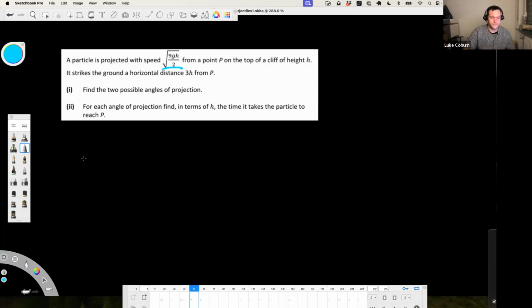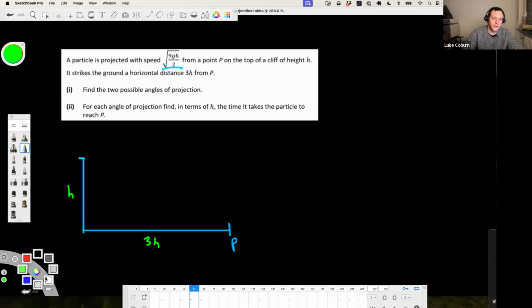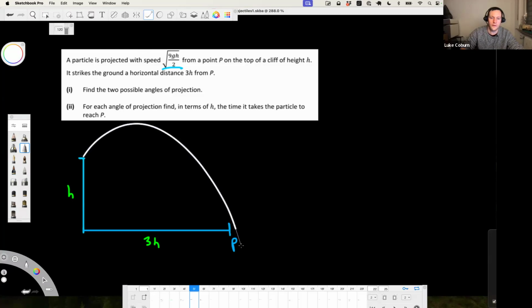Let me draw this first of all. If you're wondering why it's this, everything's probably going to cancel out at the end really neatly. So I'll do my h, and then we'll do a distance 3h out. It strikes the ground here at this point P, and that distance there is 3h. And the particle takes this trajectory here, something like that.